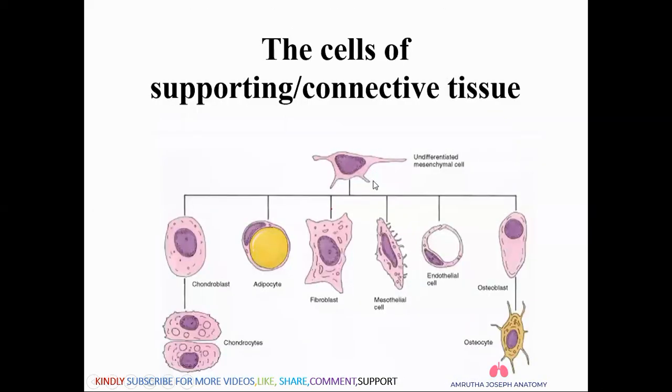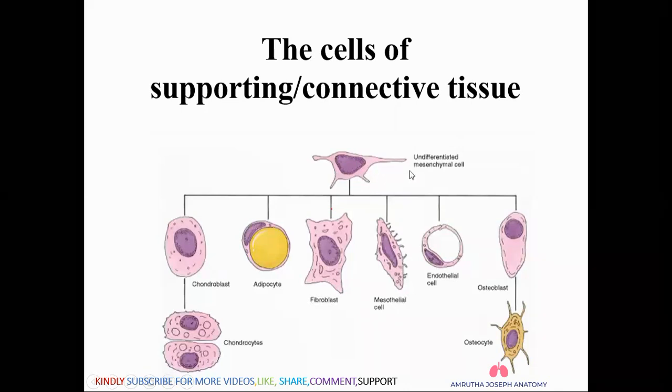Now coming to the different types of cells in connective tissue, I said that according to the connective tissue, we can have different types of cells, and the most commonly seen cell is fibroblast. Now all the cells which we are going to see are derived from undifferentiated mesenchymal cells. So these are the mother cells or stem cells. From this, a lot of cells are going to get derived. Chondroblast, this is seen in cartilage. Adipocytes, it's a fat cell. Fibroblast, it is the most commonly seen cell.